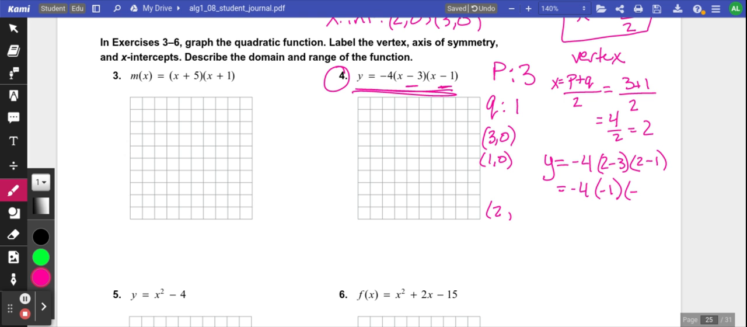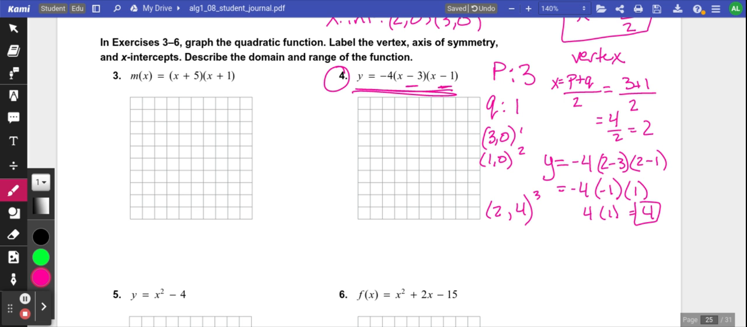and then negative 1. No, 2 minus 3. No, that's positive 1. That's why I shouldn't record these early in the morning. Negative 1 and positive 1. All right, negative 4 times negative 1 is positive 4, times positive 1 is still 4. That's the y of my vertex. Okay, so for these, we only need these 3 points. I know usually on the other types I wanted 5. When you have your vertex and your 2 x-intercepts, that's good enough.